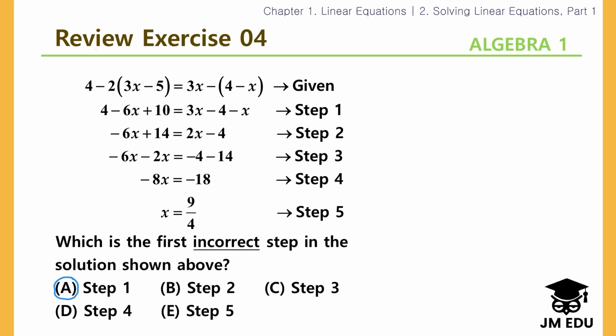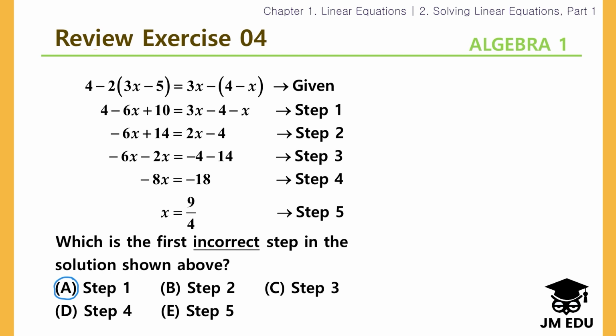Let's look at other steps too. So from here to here, if you look at left hand side, we have 2 constants. Right hand side, we have 2 x terms. So 4 plus 10, that's 14. 3x minus x, that's 2x. That's correct.